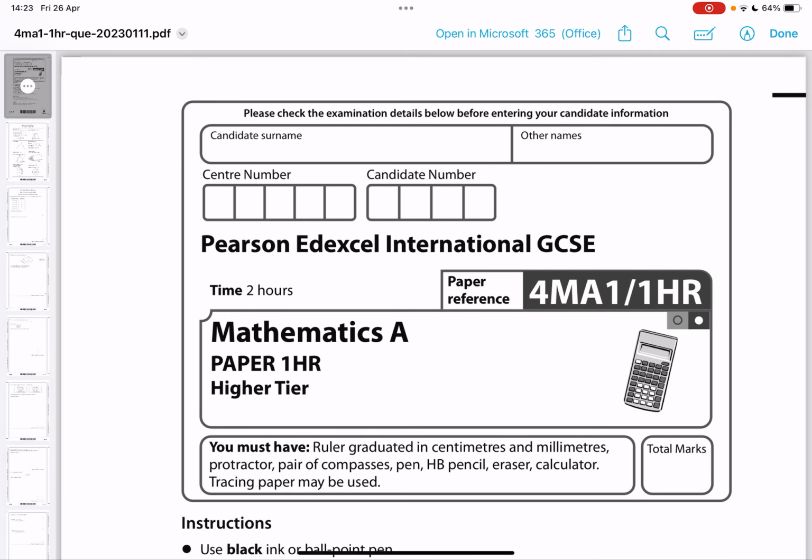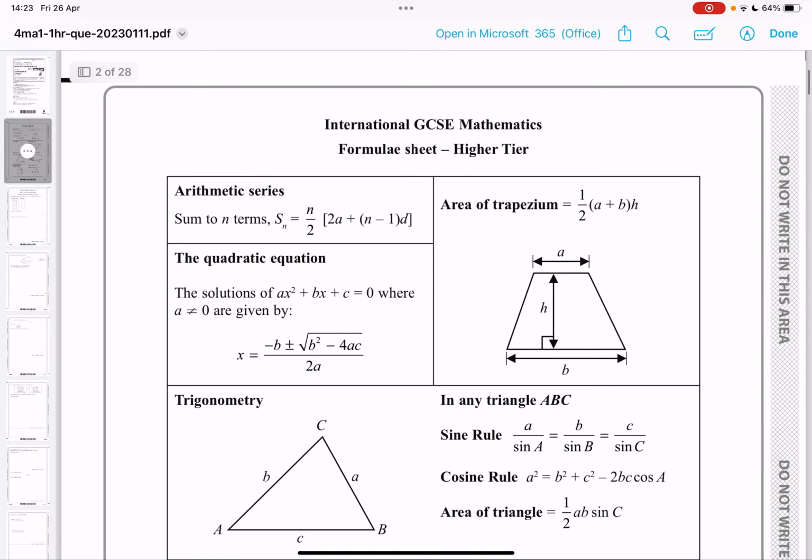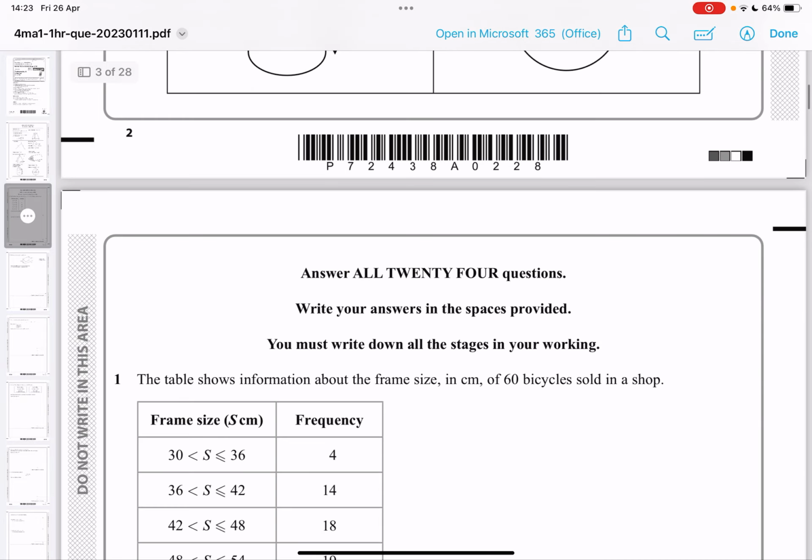So in today's video we're going to be going through Pearson Edexcel IGCSE January 2023 paper 1HR, higher tier mathematics A. Okay, so let's begin. As usual we have the formula sheet at the beginning of each paper, and there are 24 questions.